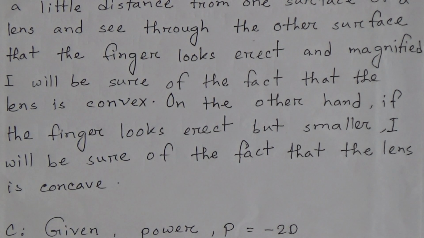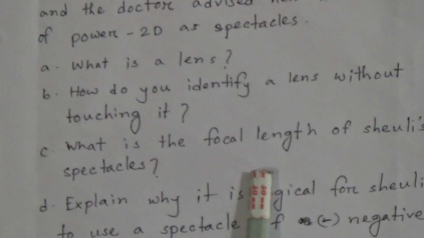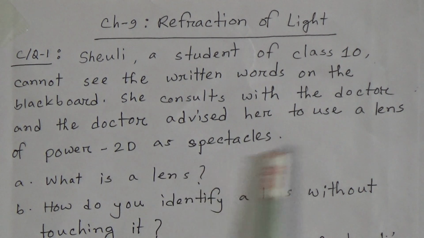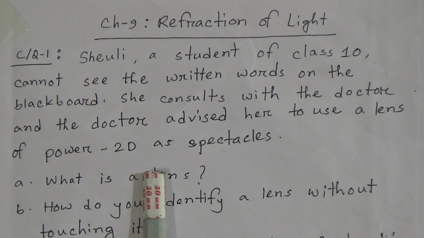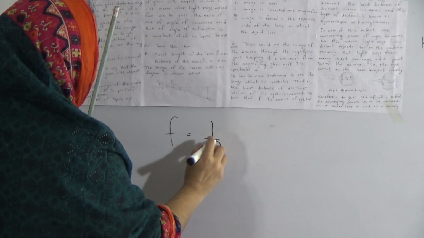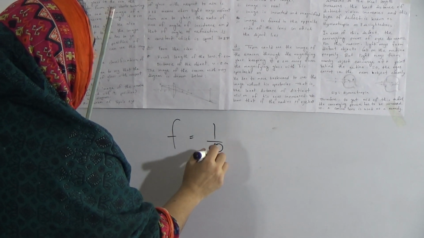Now question number C, what is the focal length of Shioli's spectacles? My dear students, this is a mathematical problem. Here given in the stem, the power of the lens is minus 2D, that means minus 2 diopter, and we have to find out the focal length, that means F equals what? So my dear students, we know that focal length F equals 1 divided by P. Okay, focal length F equals 1 divided by P.